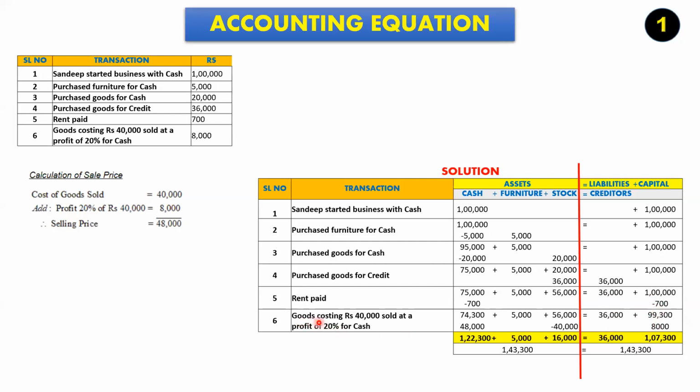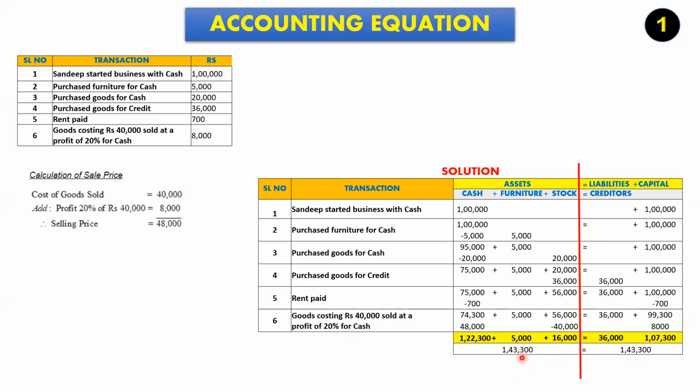And we sold goods worth 40,000 at a profit of 20%. That means it is 8,000 rupees, right? So we are getting a profit. So that's why it should come under the right side. See, under capital, 99,300 plus 8,000 rupees should get added here. So again, bring it down 36,000 like that and add it. How much does it become? 1,07,300 rupees. And add it, it becomes 1,43,300.